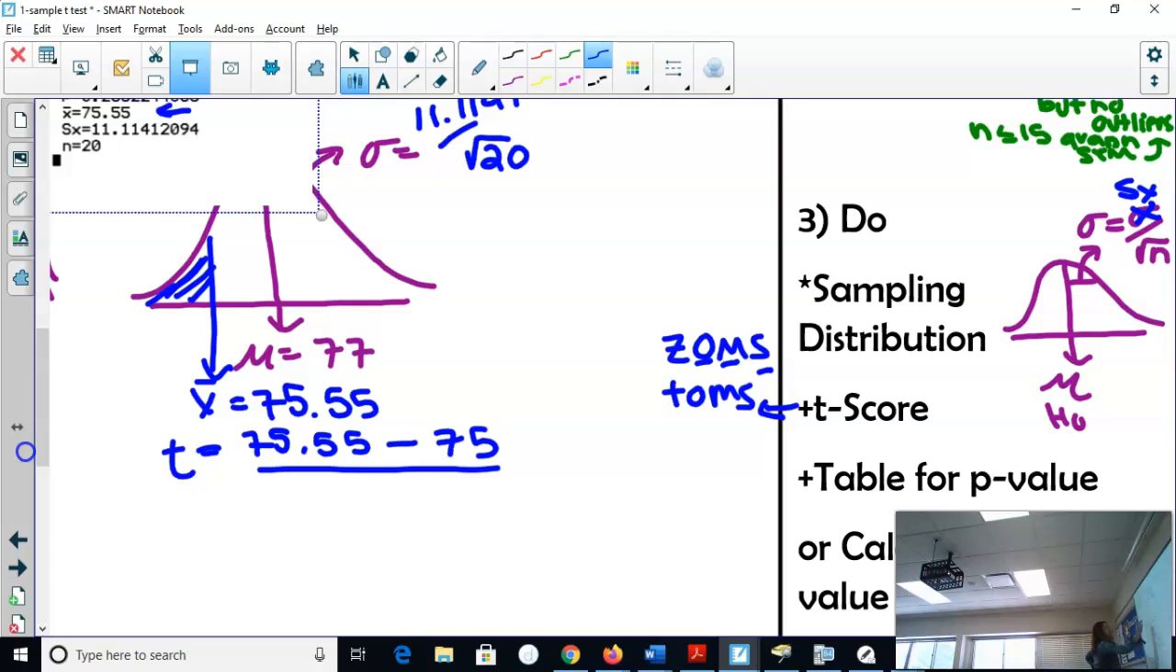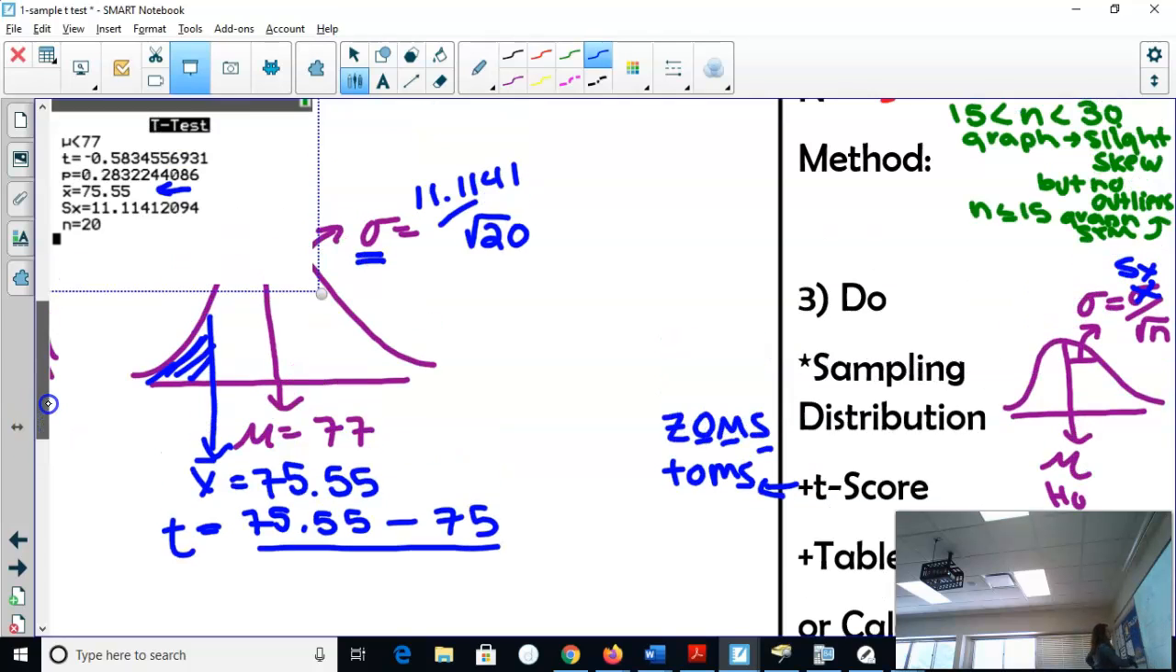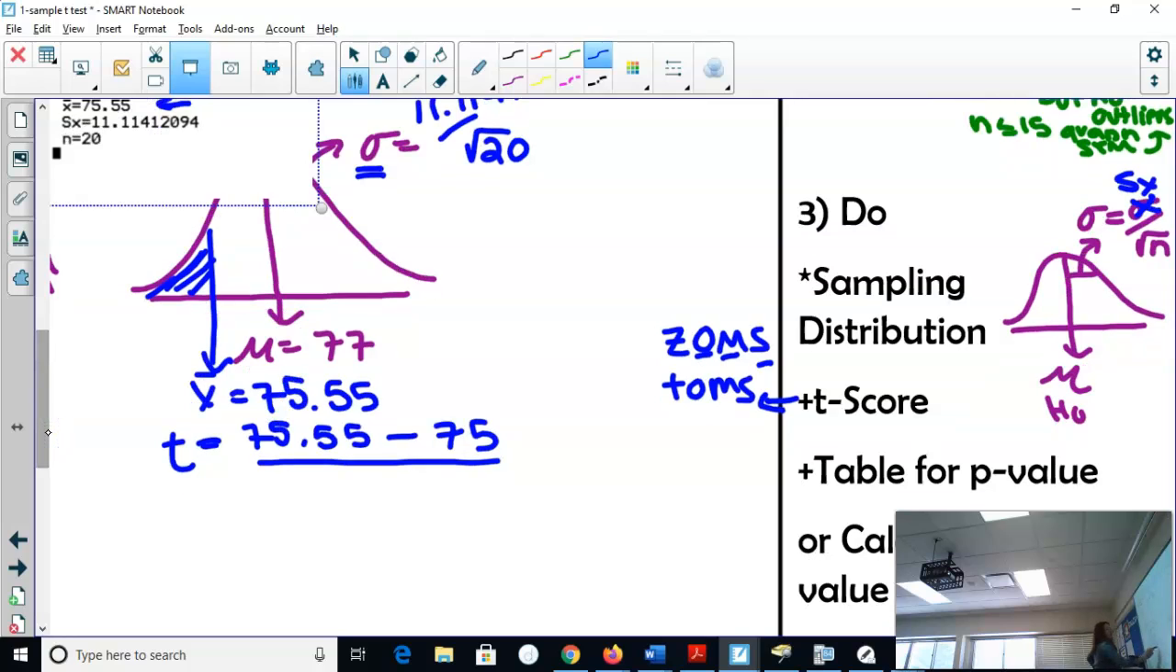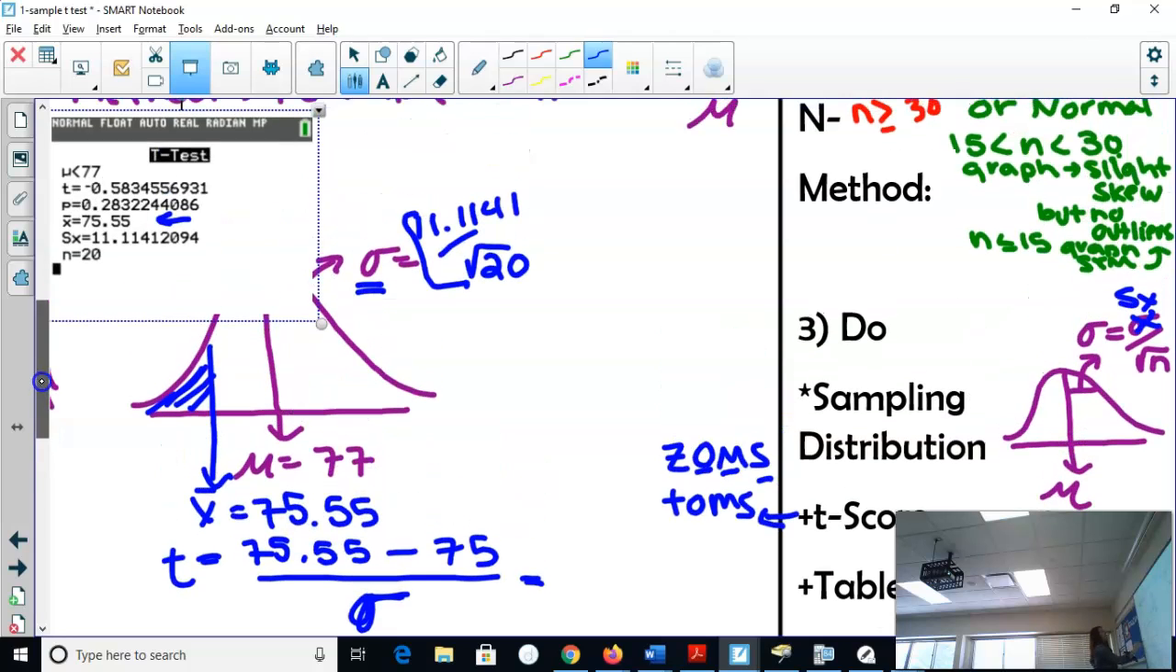And that is that sigma up here. Since I've already shown my work up here, I don't need to rewrite it in the denominator. I can just put sigma. If you're not someone who's drawing the picture, you do need to write this whole thing in where my standard deviation is, okay? My T-score then is equal to, right here, negative 0.5835. Right here, this is my p-value. My p-value is equal to 0.2832.